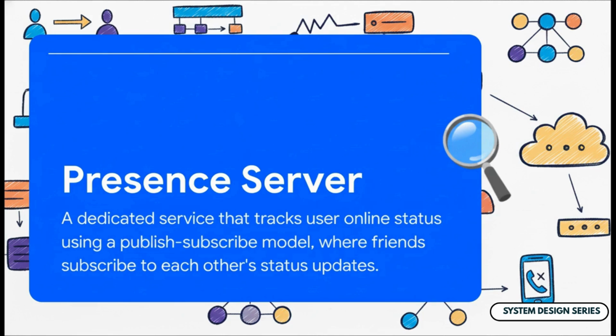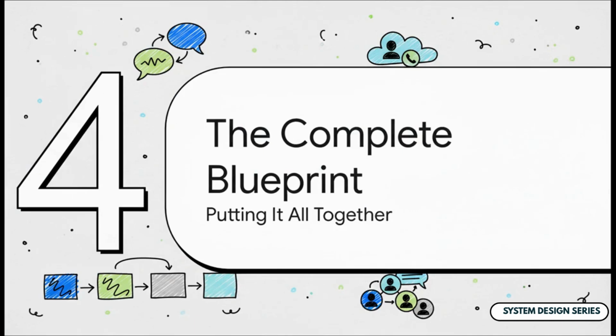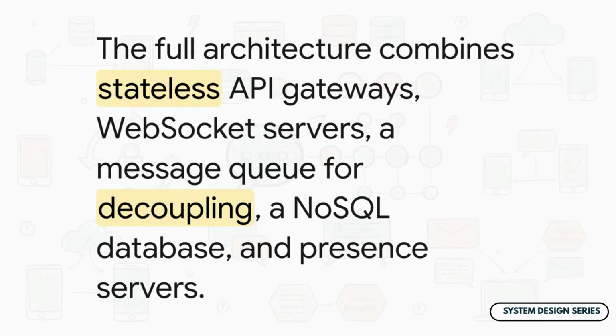Okay, we've gone through all the different pieces of the puzzle. We have our connections, our message queues, our presence servers. Now, let's step back and look at the whole thing, the complete architectural blueprint. And there you have it. You've got your gateways, which are like the front door bouncers. They don't need to remember who you are. They just manage traffic, which makes them easy to scale up. Then you've got the WebSocket servers, our dedicated hotlines for the actual conversation. Behind them, the message queue is our safety net, making sure nothing gets lost. The NoSQL database is our massive, infinitely scalable filing cabinet for every message ever sent. And finally, the presence servers are the lookouts, telling everyone who's online. Every single part has a job, and they all work together.